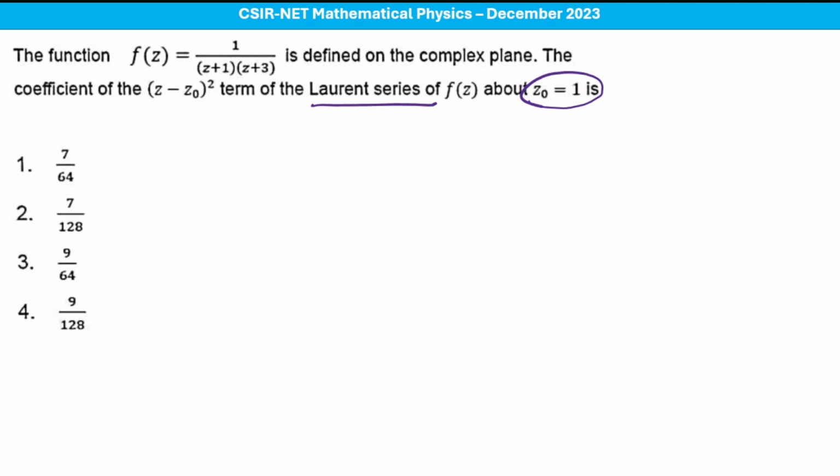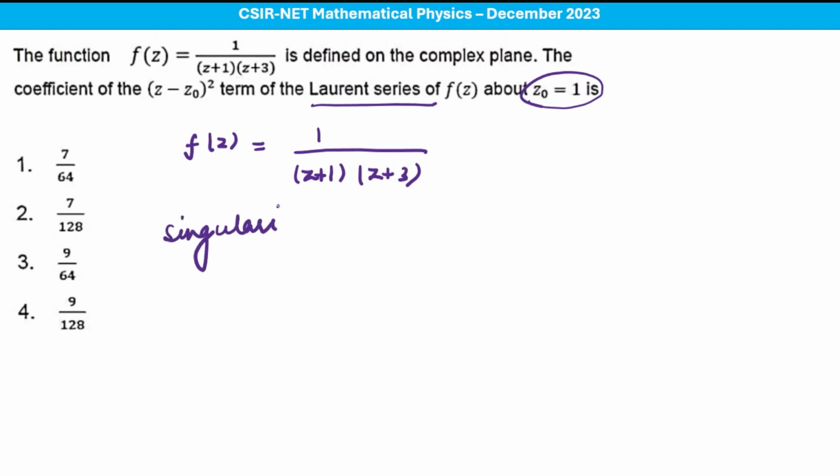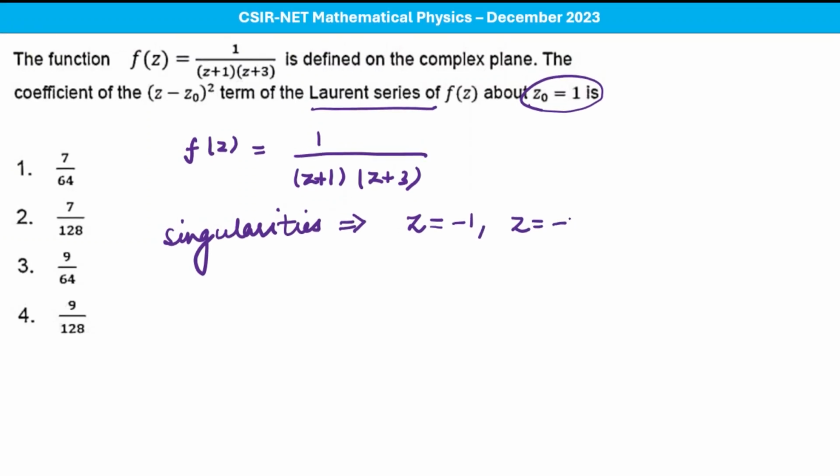So the approach will be that we will first find the singularities for this function, and with the help of those singularities, we will find the different regions. And in those regions, we will try to find the Laurent series of f of z about z0 is equals to 1. So the given function is f of z is equals to 1 upon z plus 1 into z plus 3. The singularities will be those for which the function is not defined. These are z is equals to minus 1 and z is equals to minus 3.